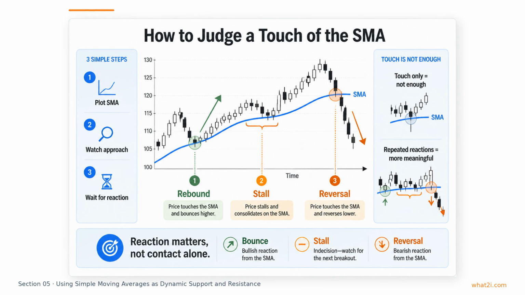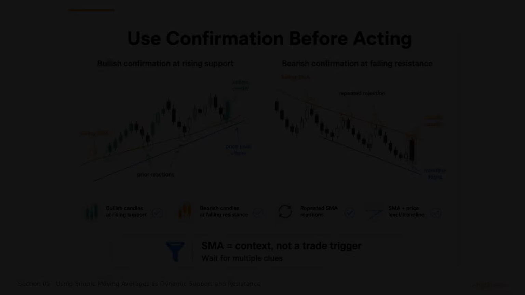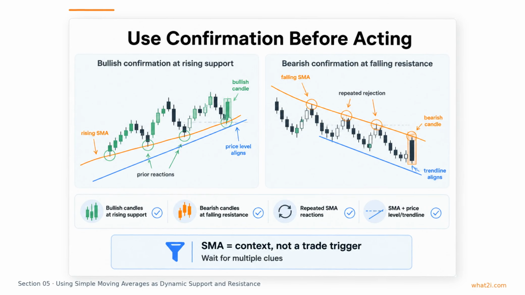A rebound can suggest support or resistance is still working. A stall can suggest hesitation, and a sharp reversal can show a stronger response. One touch by itself does not prove the line is important. Repeated reactions and recognizable behavior are what make the SMA worth using. An SMA becomes much more useful when other evidence supports the same idea.